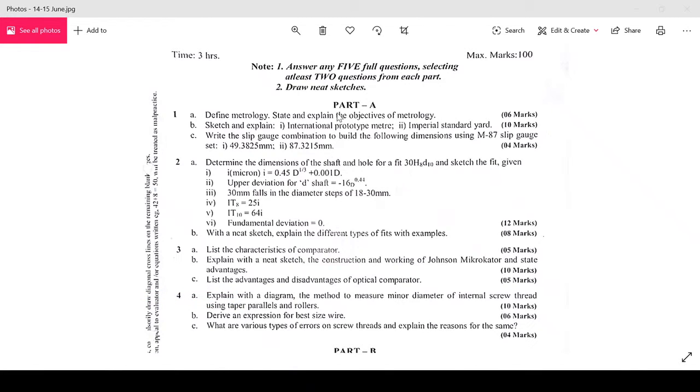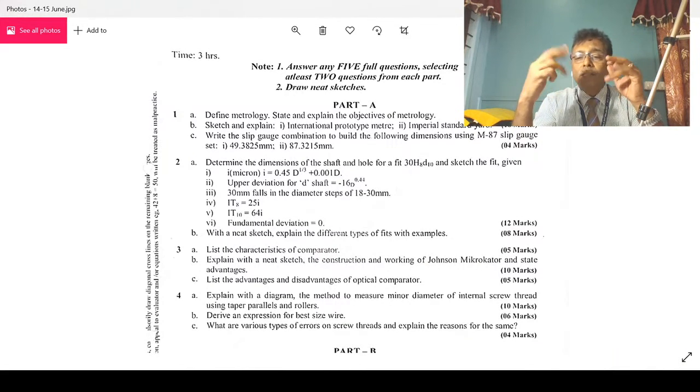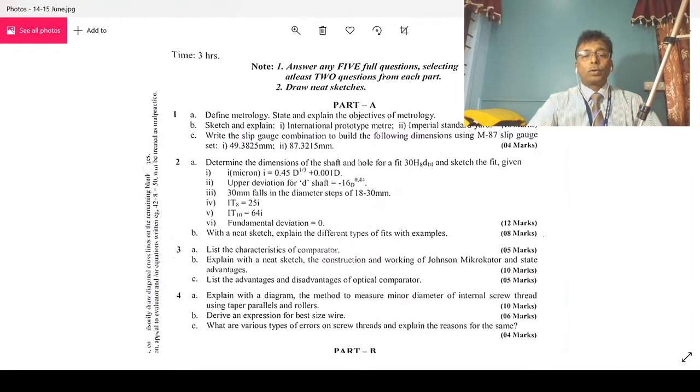Now again let us see what are the other questions. Okay, good. Next question. We can build this. This is an important part. Determine the dimensions of the shaft and the hole for 30 H8 D10 and sketch the fit given all the values. Please all of you be careful now. I am going to solve this problem right here.